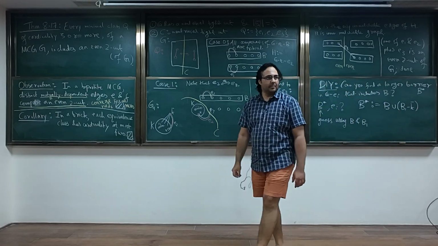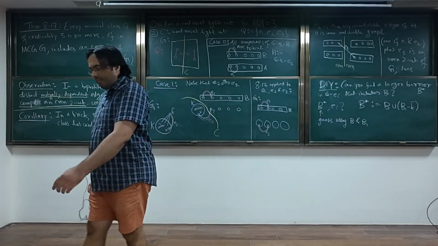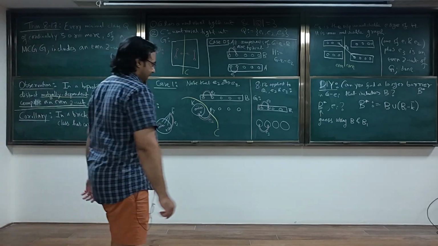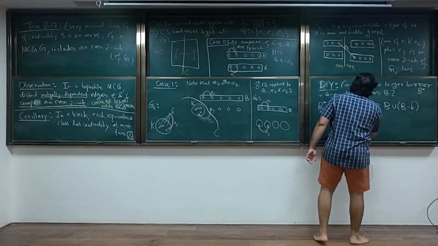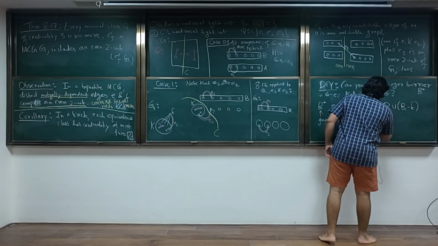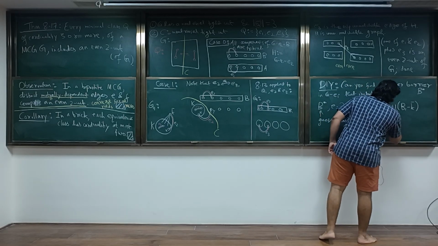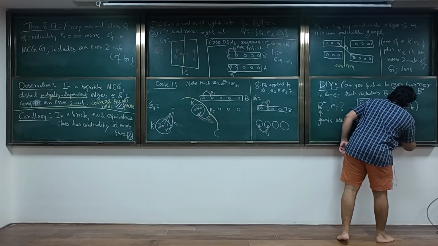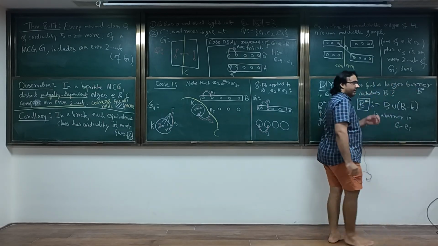Consider this fellow. Of course, I have not told you what EI is. See if you can figure out EI. I claim that this fellow is a barrier in G minus EI. What is I?